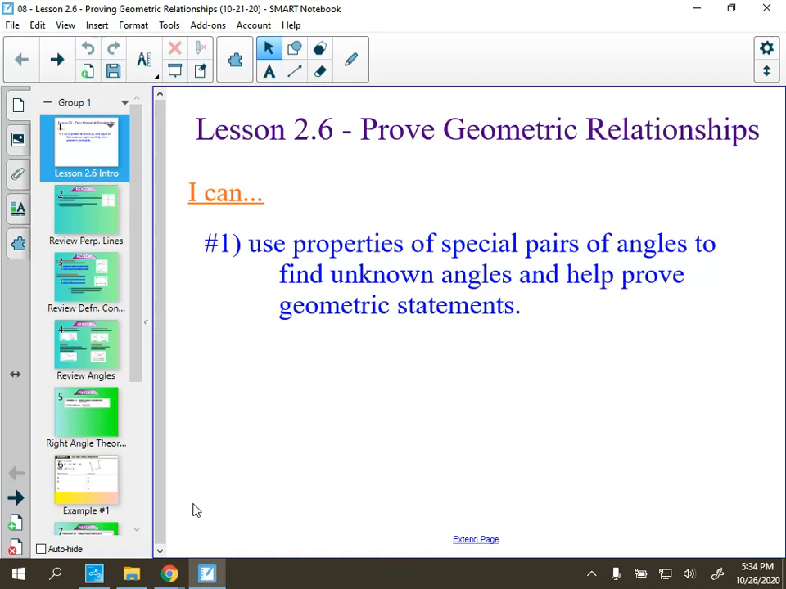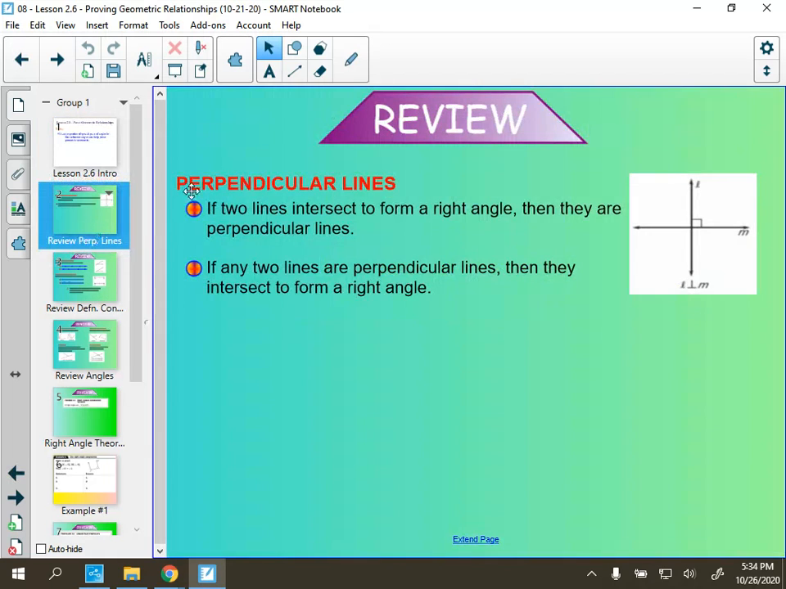Okay, so let's run through it. It's not an overly long lesson, but let's do it right. Let's hit a quick review on some vocab for us. So first thing here, this was covered in lesson 2.1.